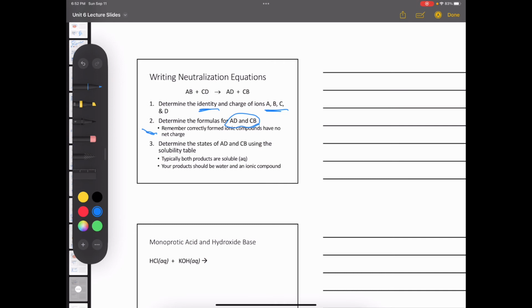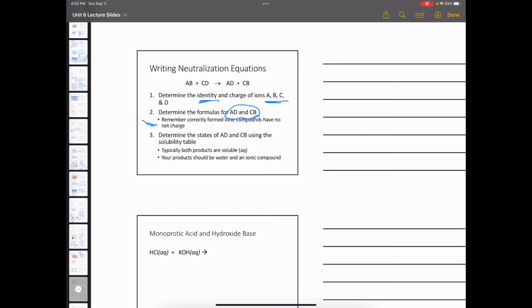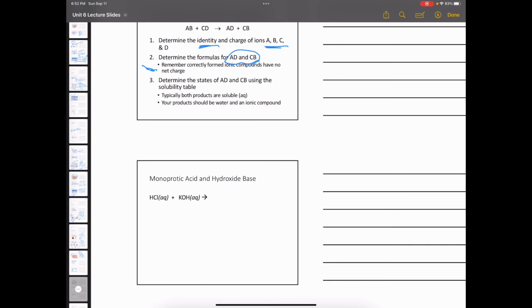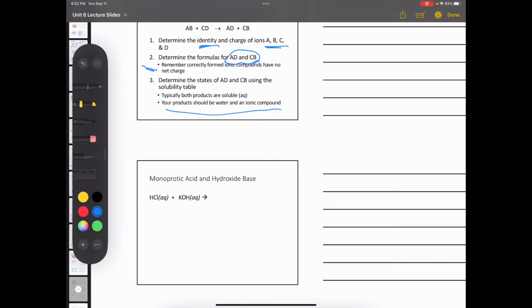I don't really expect many of them to be solids. In a neutralization reaction, a lot of times they are in the aqueous state, but you can always refer to the solubility table for that. Your product, as I said earlier many times at this point, is always water and an ionic compound. Okay, so let's take the first example.